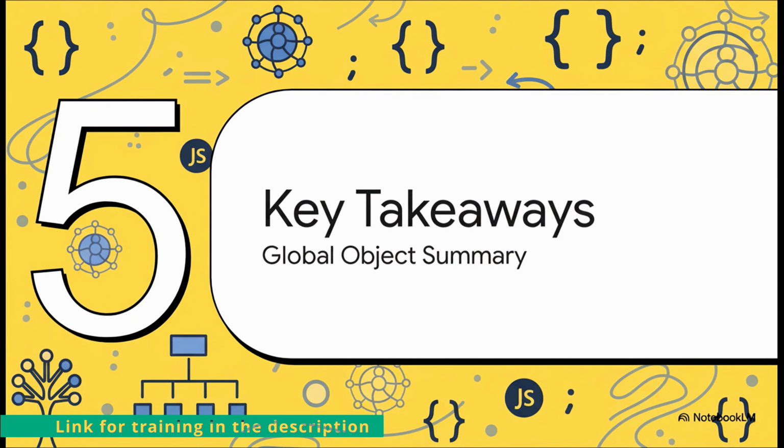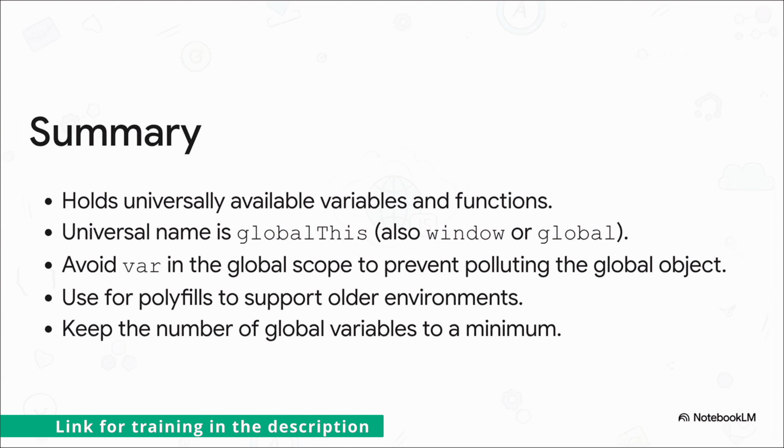Okay, we've covered a lot of ground pretty quickly, so let's just take a moment to boil it all down to the key takeaways. So, to recap, the global object is your universal toolbox. For future-proofed code, you should really use globalThis to access it. The number one trap to avoid is using var at the top level of your scripts. Always use let or const instead. The professional way to interact with the global object is for cool things like polyfills, which let you support older environments. And finally, the golden rule. For cleaner, more maintainable code, keep your global variables to an absolute minimum.